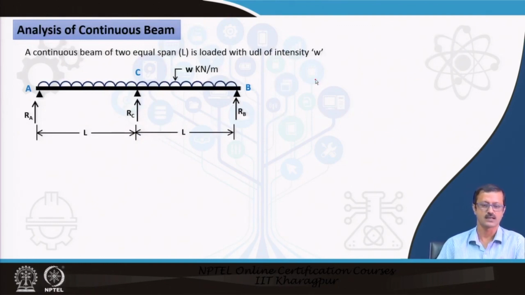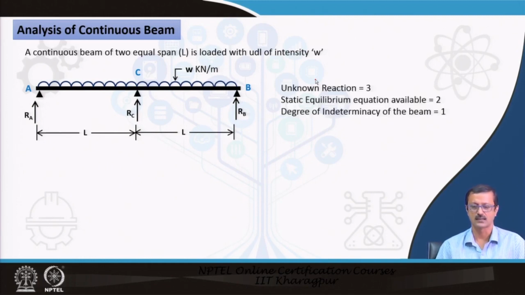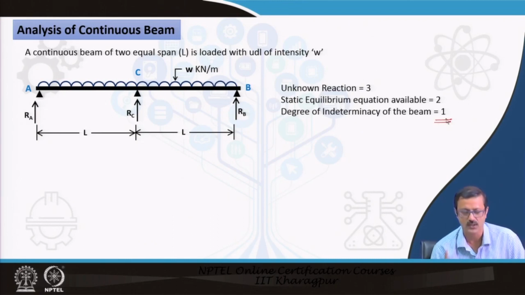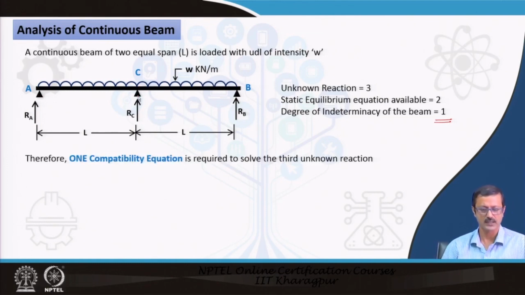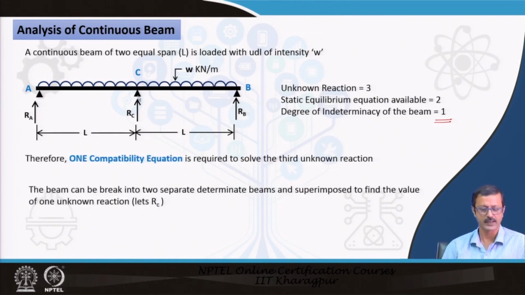So, we will try to analyze a continuous beam first. This is a continuous beam with 2 spans, A, C and B, each of span L, and it is under a UDL. As I know, the degree of indeterminacy of the beam is 1, so I have to arrange one equation. I have already discussed this in the earlier case. I know that the deflection is 0 at C, if I say that RC is unknown. So, I require one compatibility equation, and I can break the beam into 2 parts in such a way that I can find the value of RC, the unknown reaction.